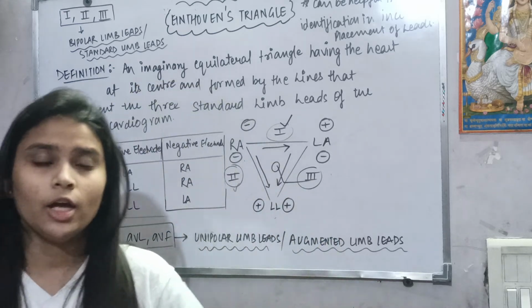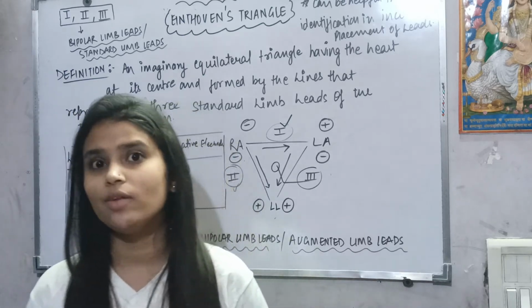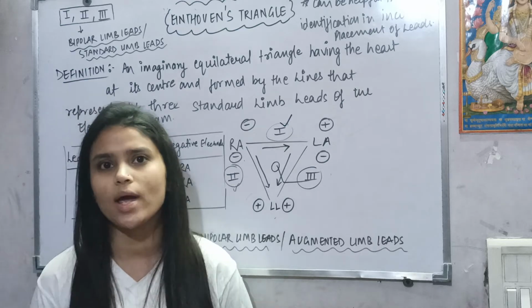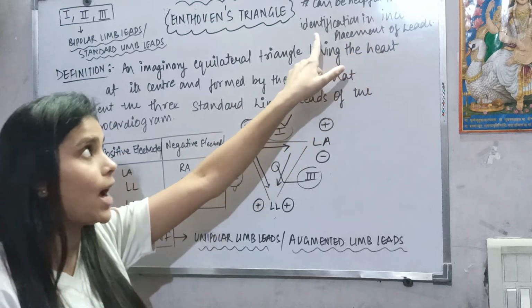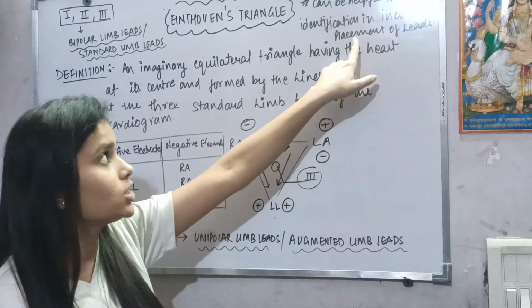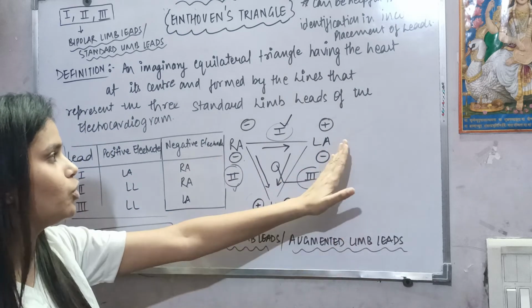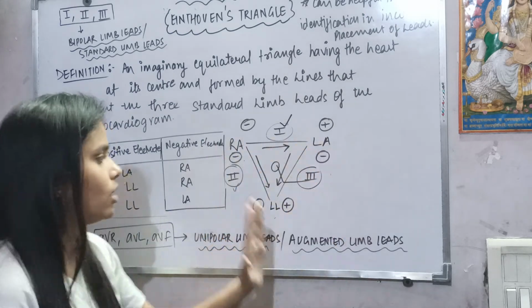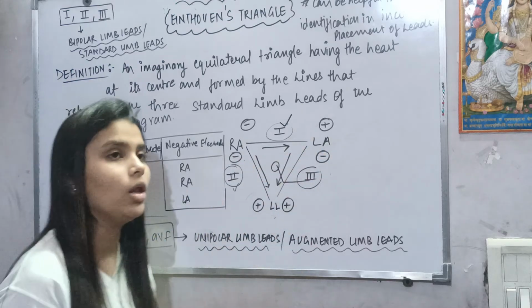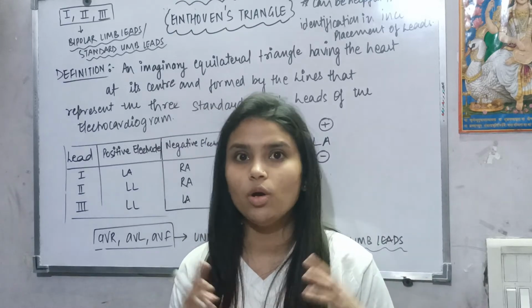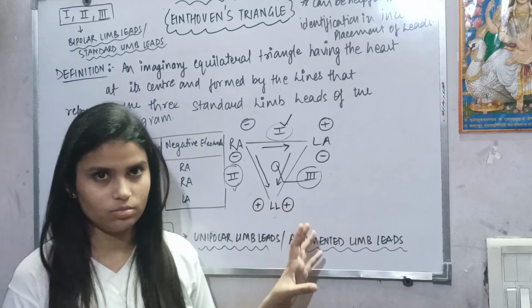Now the question which comes to our mind is why we study Einthoven's triangle and what its significance is in ECG. Here is the significance. It can be helpful in identifying incorrect placement of leads. If you reverse the electrode placement, putting the right arm electrode on the left and the left arm electrode on the right, then the whole ECG changes and the whole electrical activity changes, because the Einthoven triangle is changed.